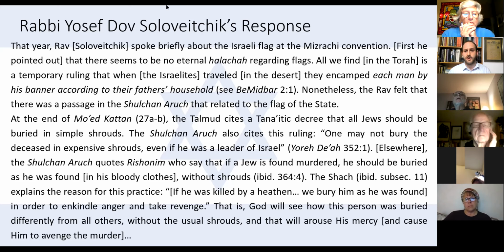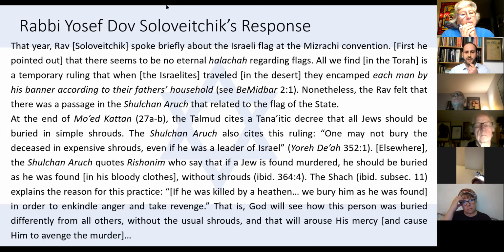The Shulchan Aruch also cites this ruling, that one may not bury the deceased in expensive shrouds, even if he was a leader of Israel. Elsewhere, the Shulchan Aruch, meaning Rabbi Yosef Caro, quotes other early commentators, Rishonim, who say that if a Jew is found murdered, he should be buried as he was found, in his bloody clothes, without the simple shrouds.